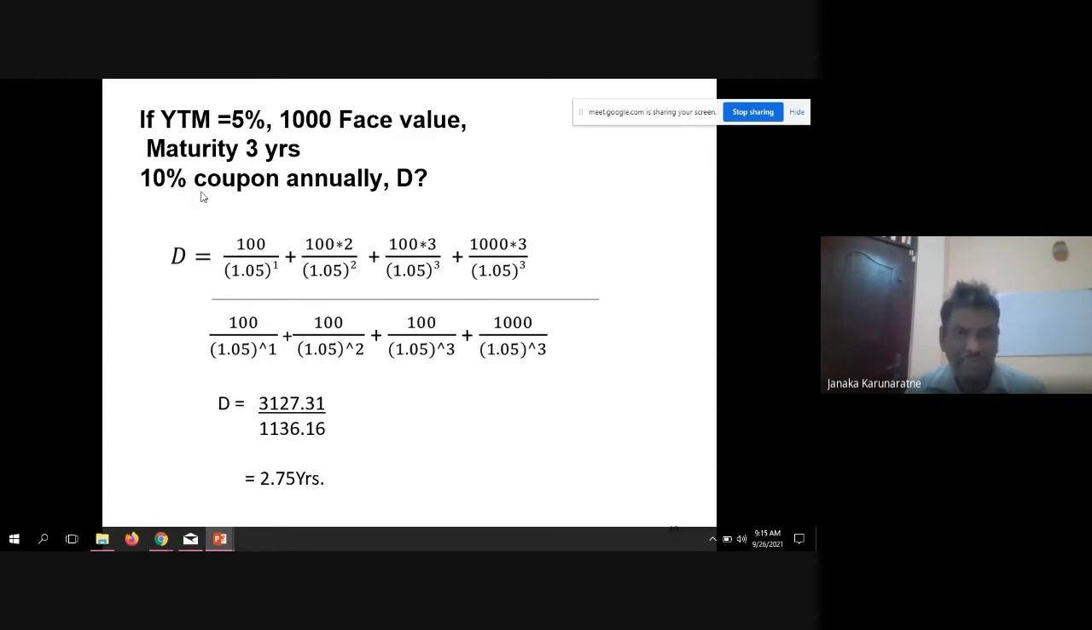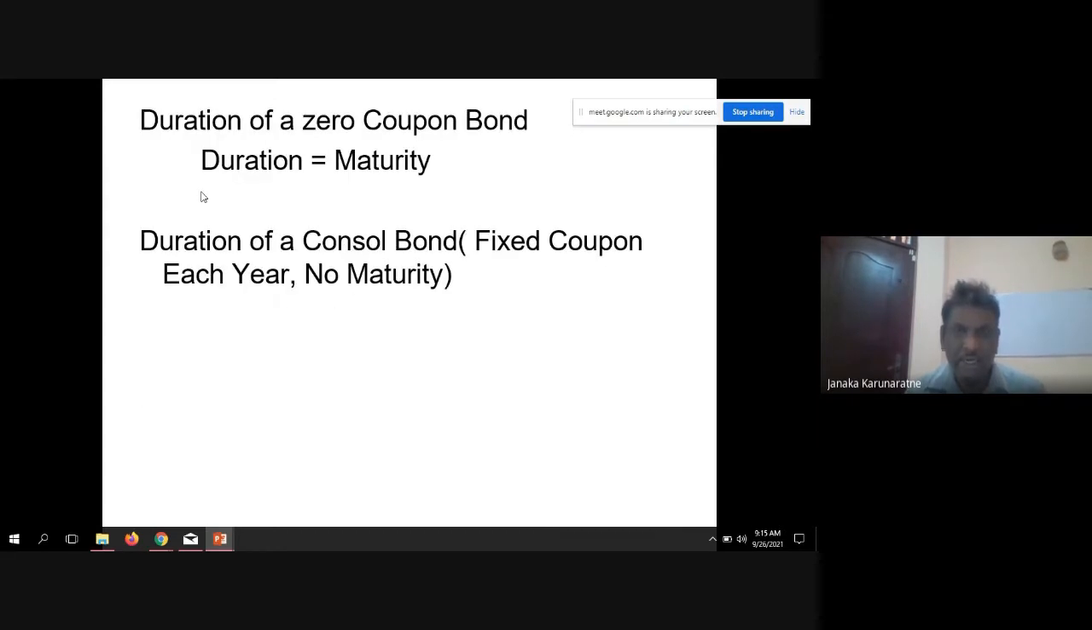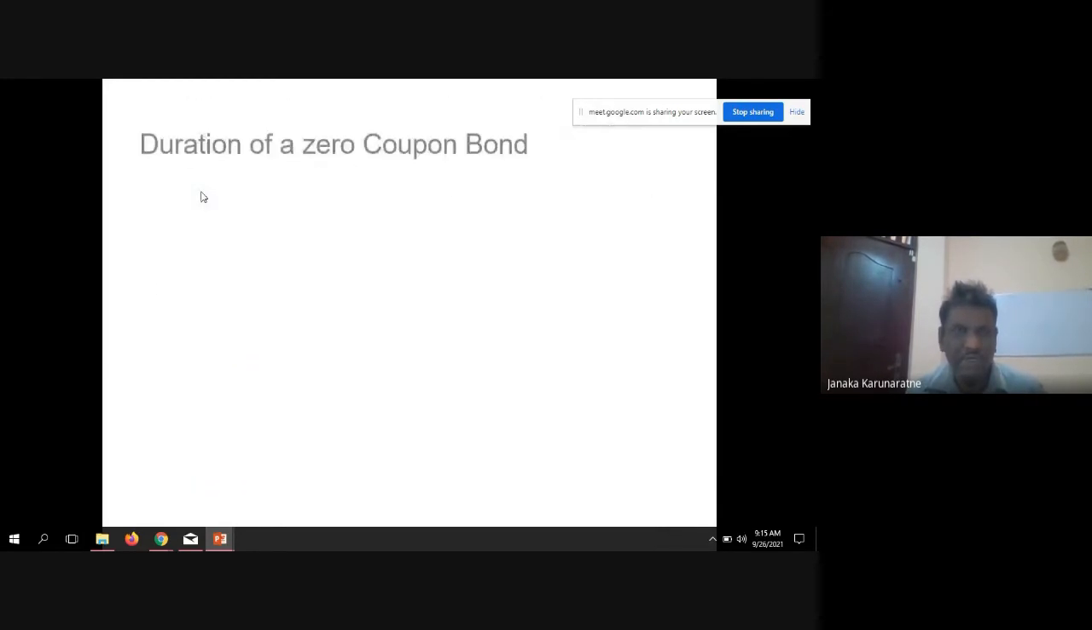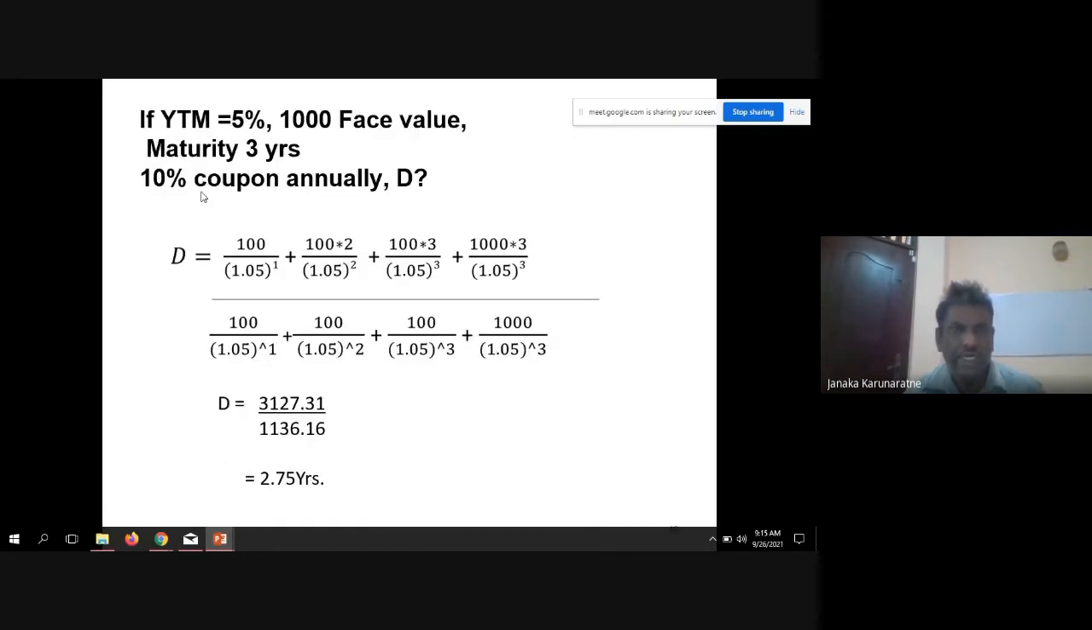Now I want to explain, this is the formula we looked at. So how do we work it out? A very simple example: take a 1,000 face value bond. The face value is the maturity amount. The coupon is calculated based on the face value. So how many cash flows does this particular instrument have? How many cash flows?